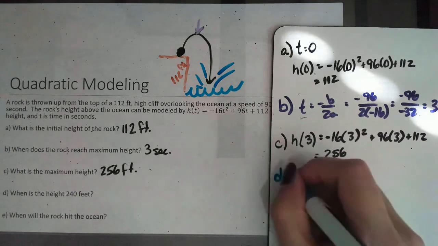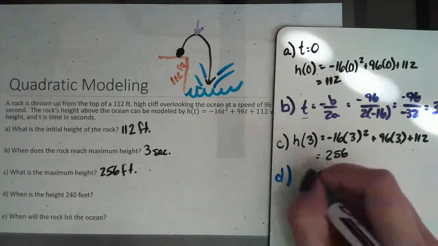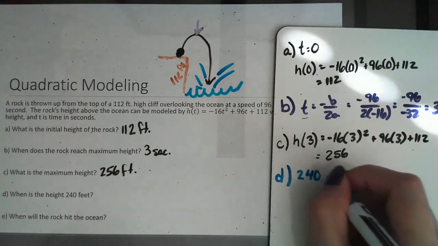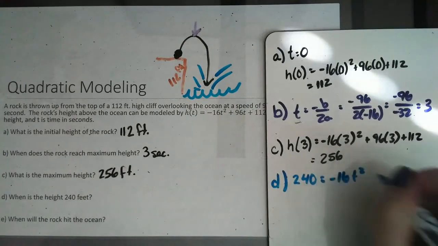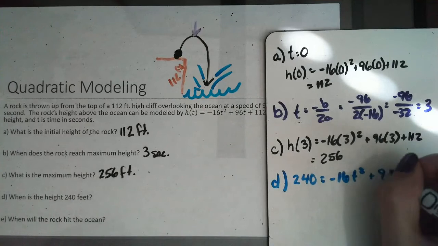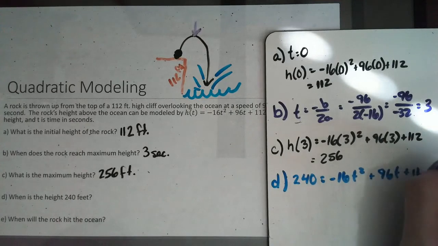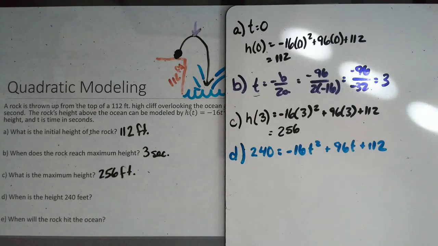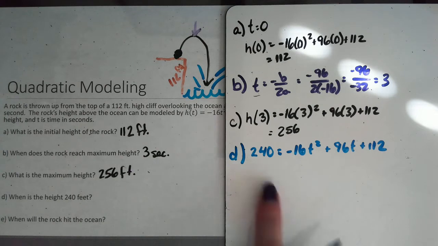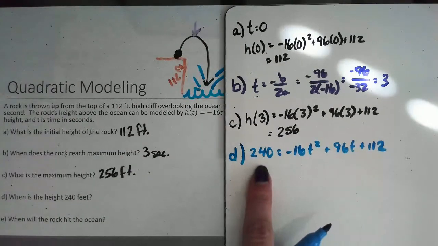So for this part, I know what height I want to reach. That's 240. That's going to be equal to my negative 16t squared plus 96t plus 112. Now this is a quadratic equation because my t is squared. To solve quadratic equations, I need to have a 0 on one side. So I'm going to start by subtracting 240 from both sides.